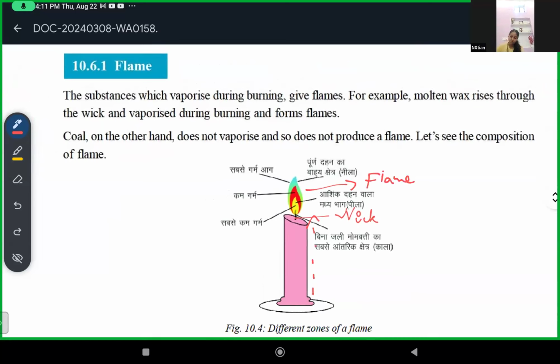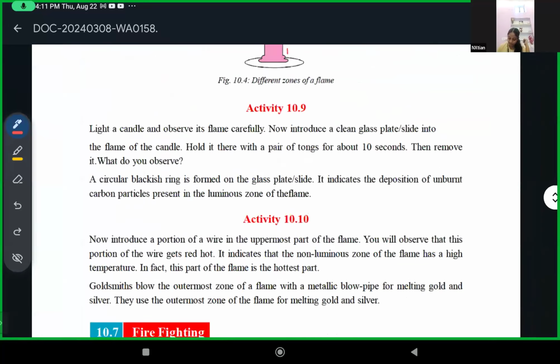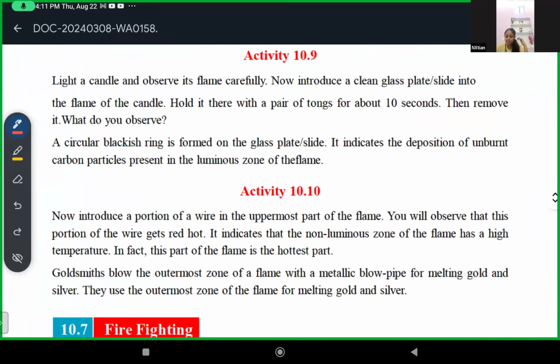It vaporizes in the presence of air, oxygen, to produce flames. Then light a candle and observe its flame carefully. Now introduce a clean glass plate, slide it into the flame of the candle. Hold it there with a pair of tongs for about 10 seconds and remove it. What do you observe? A circular blackish ring is formed on the glass plate or slide. It indicates the deposition of unburnt carbon particles present in the luminous zone of the flame.